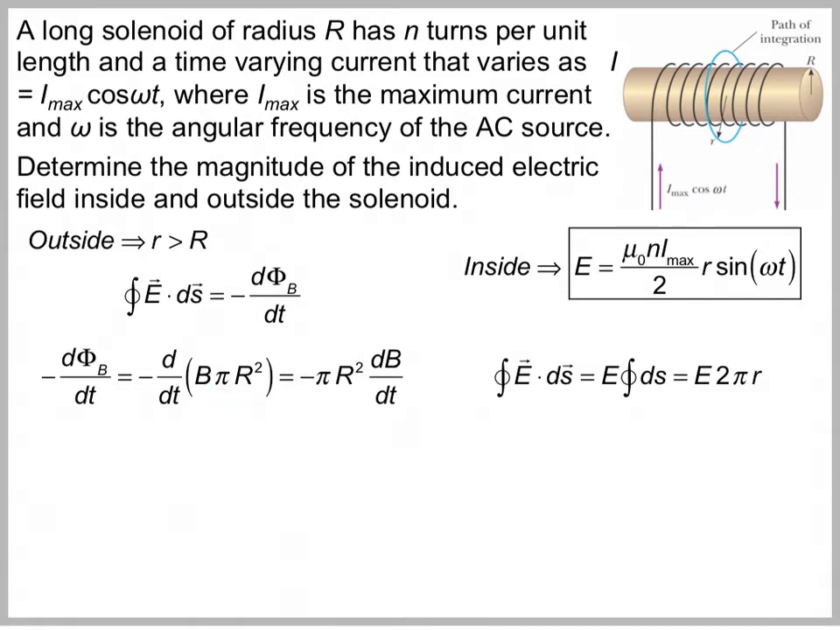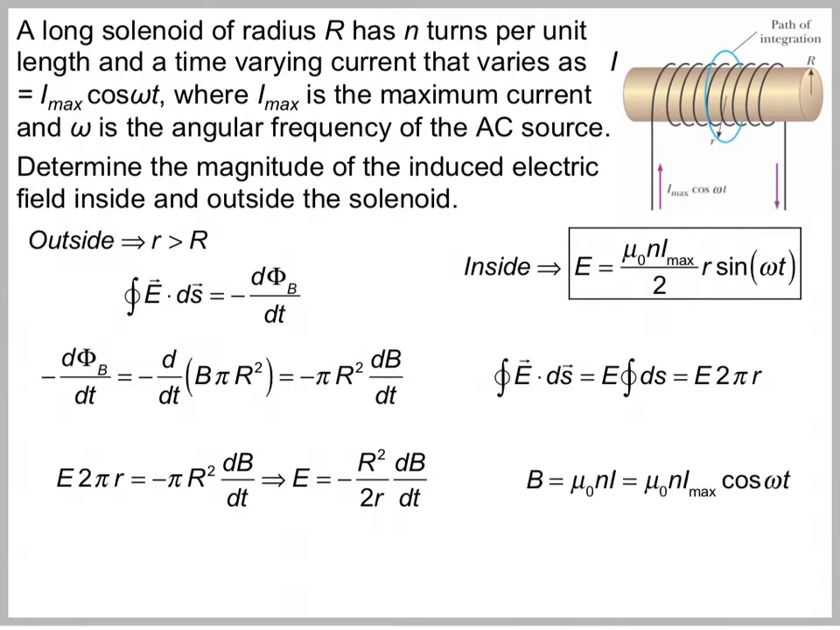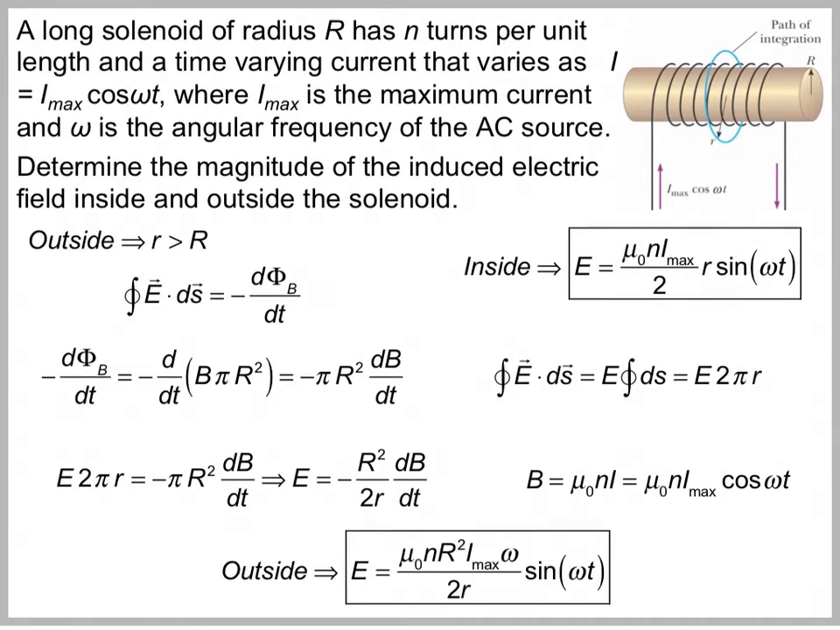So we get minus pi capital R squared dB dt. The integral of E dot ds is still the same, E times 2 pi r. So E times 2 pi r is minus pi capital R squared dB dt. So this time, the electric field goes like 1 over r. And so we have R squared over 2r dB dt, and plugging in what we had before for dB dt, knowing the magnetic field is mu naught n I, we get our final mu naught n R squared I max omega over 2r sine omega t.